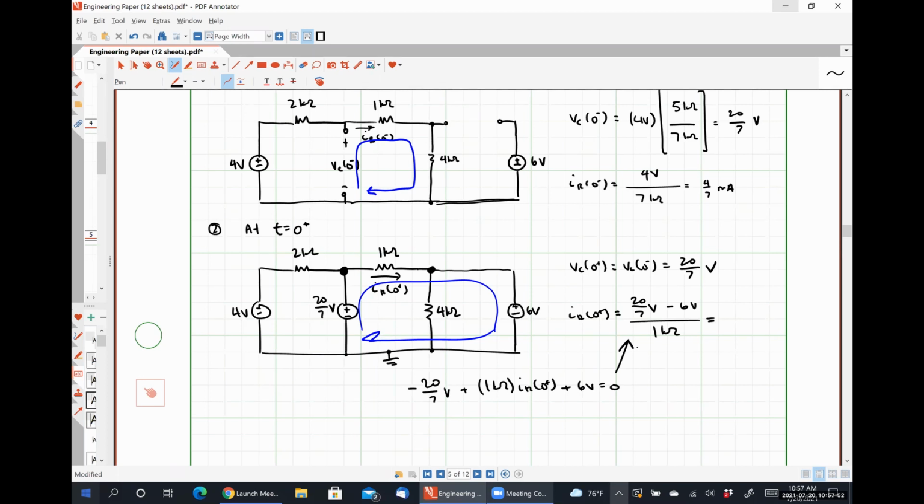So with that in mind, I'm going to throw this into my calculator here because I cannot do that math off the top of my head. So 20/7 minus 6 divided by 1,000 looks like -3.143 milliamps. Any questions regarding the analysis that we've done here at t is equal to 0 plus?